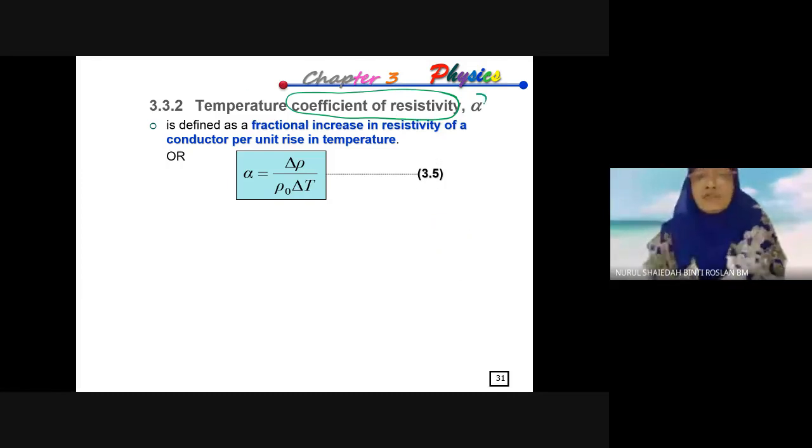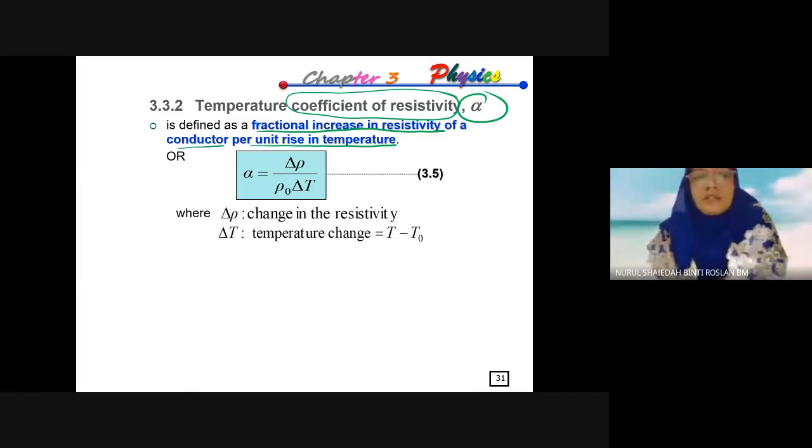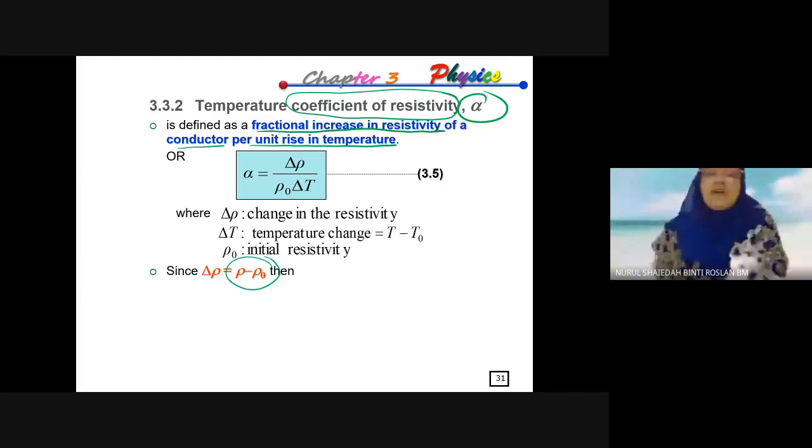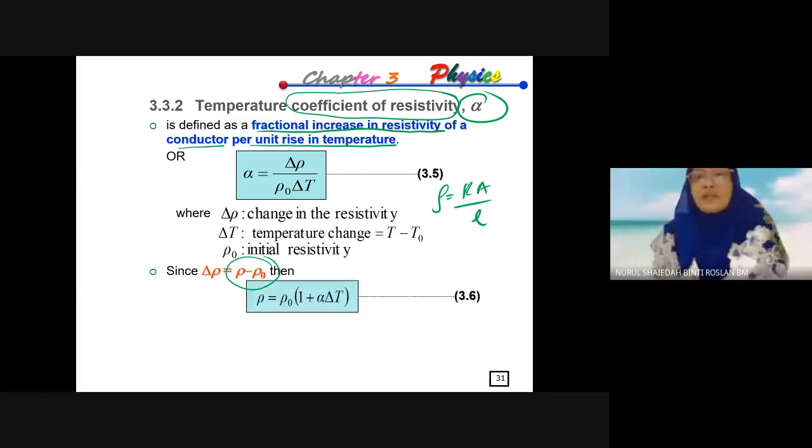Temperature coefficient of resistivity alpha is defined as fractional increase in resistivity of a conductor per unit rise in temperature. So alpha sama dengan delta rho over rho naught delta T. Delta rho is the change of resistivity, delta T temperature change, rho naught is initial resistivity. Delta rho tu adalah rho tolak rho naught. Apa tu rho? Tadi yang resistivity awak belajar lah. Rho equals to RA over L, iaitu dia depend pada material.